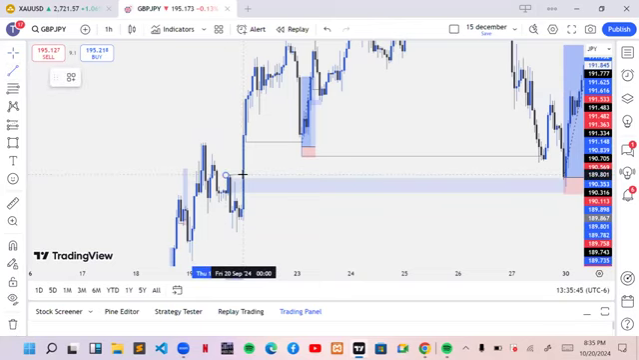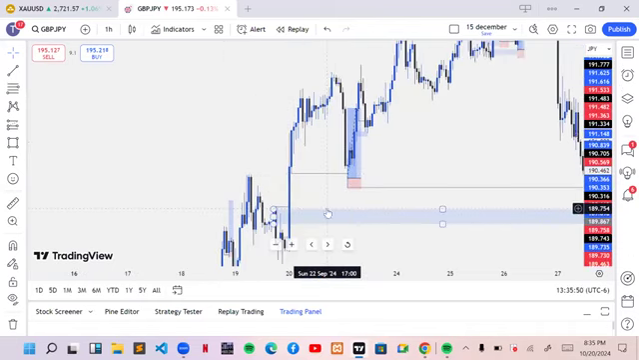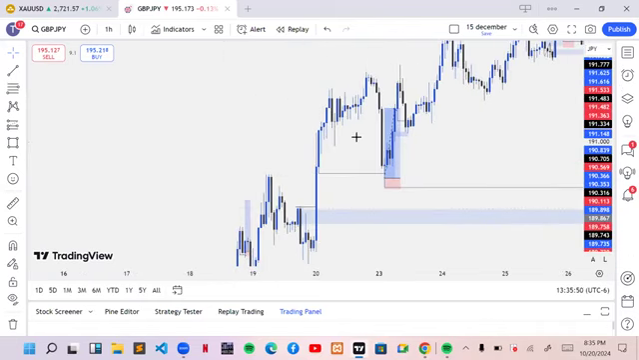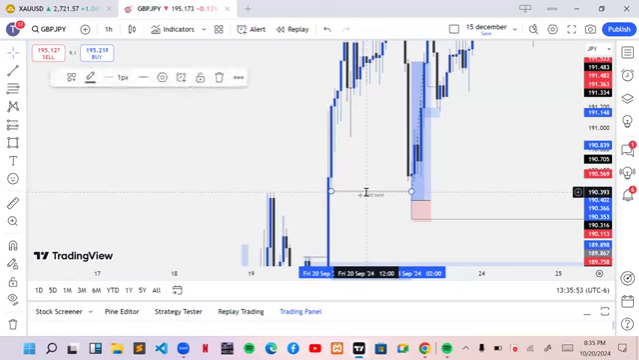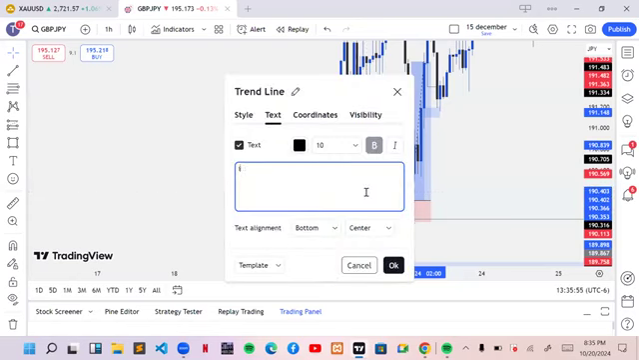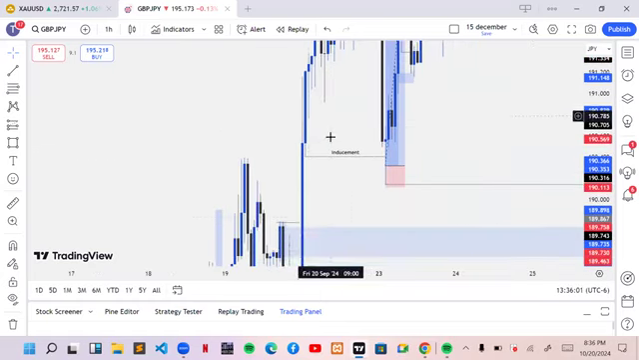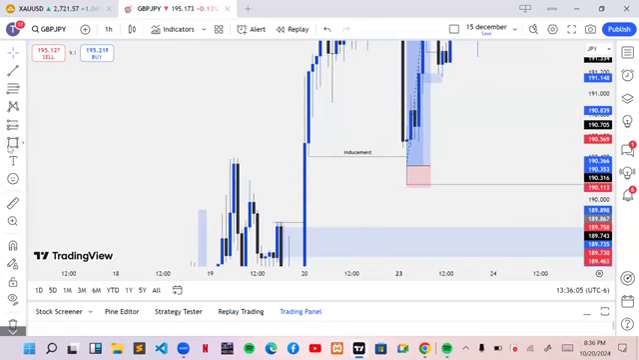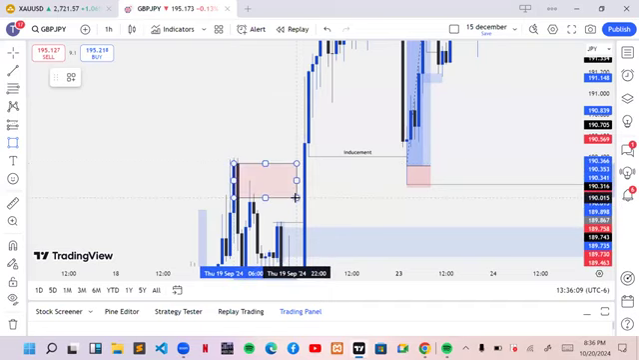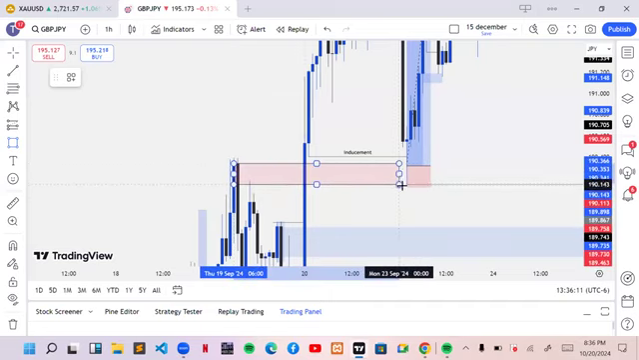So after the shift of market structure, the market made this first pullback, which is this inducement right here on 1 hour time frame. This is our inducement right here, the pullback that the market makes after the shift in market structure. So the full pullback, this is our breaker block here. Remember, if you're marking a breaker block, you mark from the body. This is our breaker block right here.